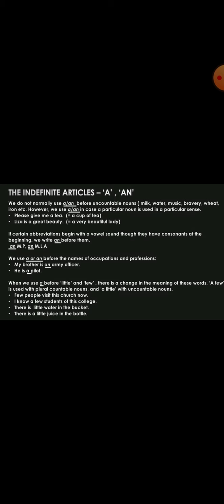And look at the next one. There is a little water in the basket. You can't count the water, right? So, water is an uncountable noun and we will use a little with that. Similarly, there is a little juice in the bottle. You can't count the juice. That's why it is an uncountable noun and we will use a little with this noun.